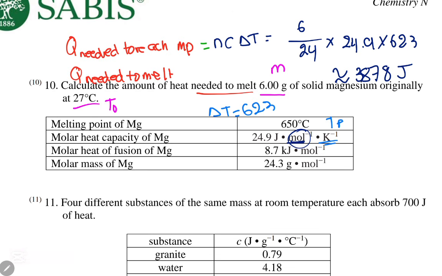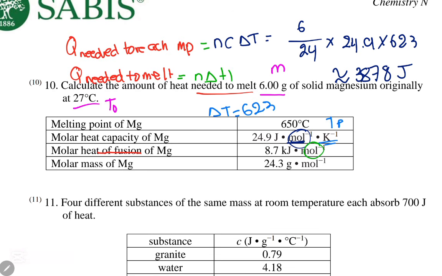Perfect. Now for the second part, they need the Q needed to melt. What is the Q needed to melt? The Q needed to melt is the molar heat of fusion, right? Now what do I see? I see that my unit is only mole. So what does this mean? This means the Q, which is in kilojoules, is going to be my number of moles multiplied by delta H of fusion.